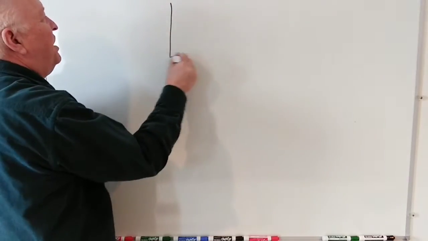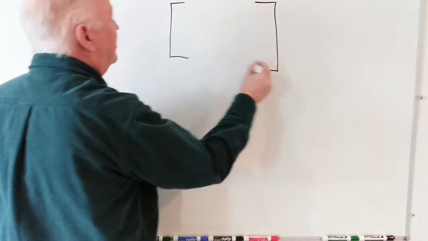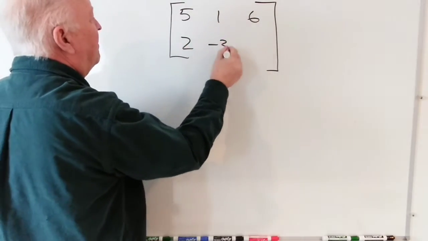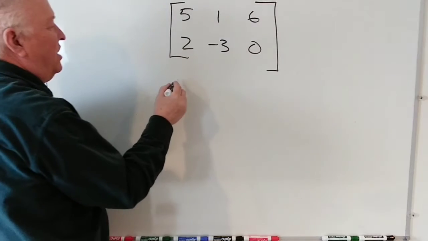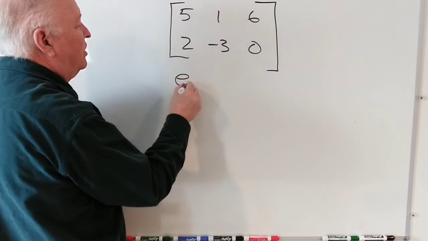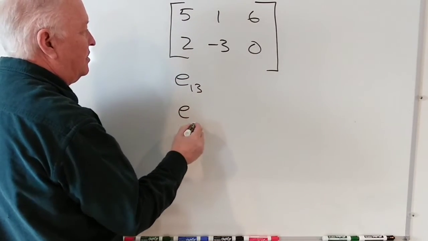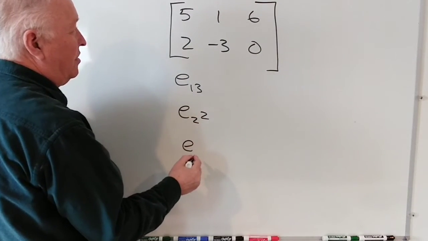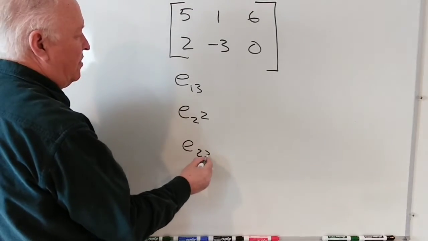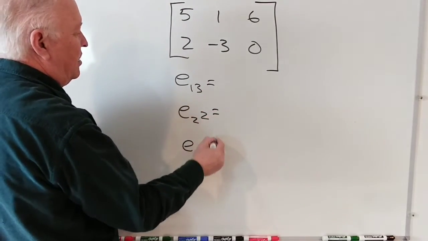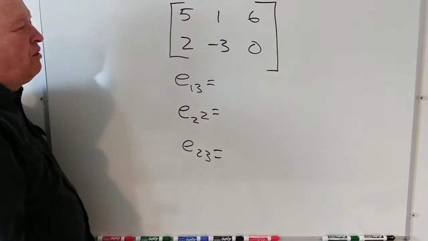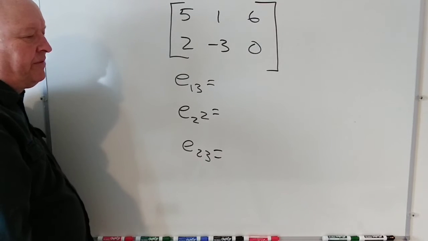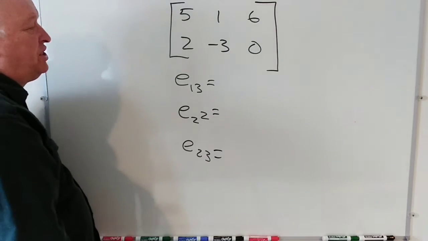Here is a matrix. And here are some elements I want you to look for. See if you can figure out what number is each element. Okay, now let's see how well you did.